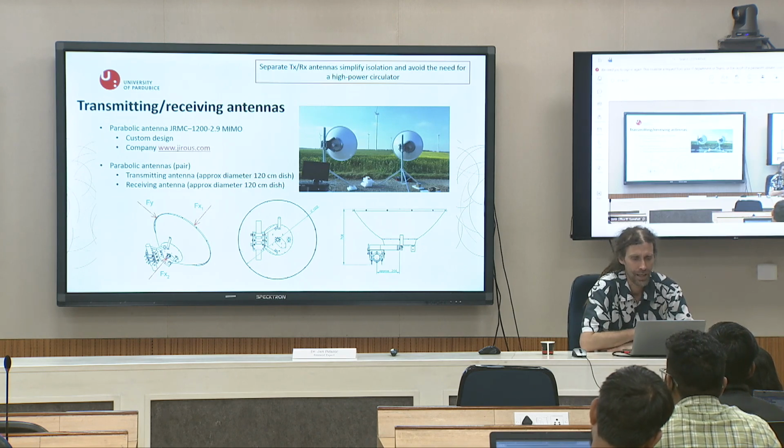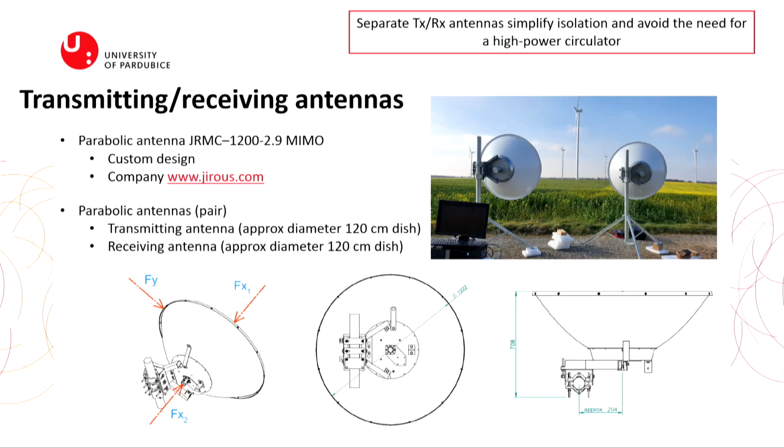So, I will give you a few words about the transmitting and receiving antenna. We use two of them for simplification of isolation, to avoid needing a high power circulator. It is better for us. So it is quasi-monostatic, I already told you. The company parabolic antenna was JRMC 1200, 2.9, MIMO, multiple input, multiple output, and this is the frequency. 1200 means the perimeter of the antenna. So you can see how this antenna looks.